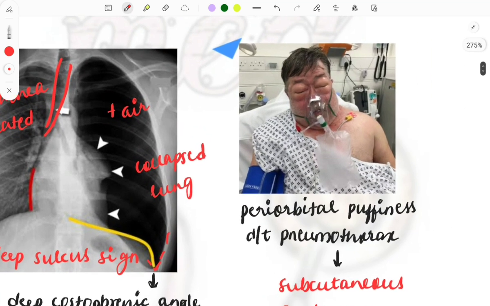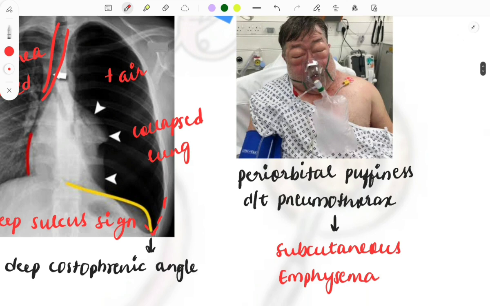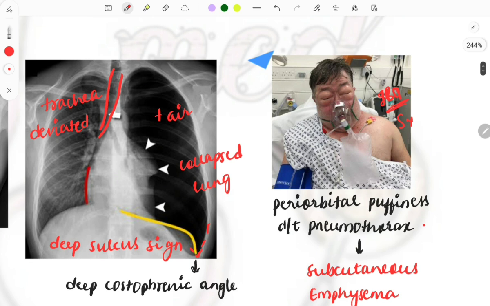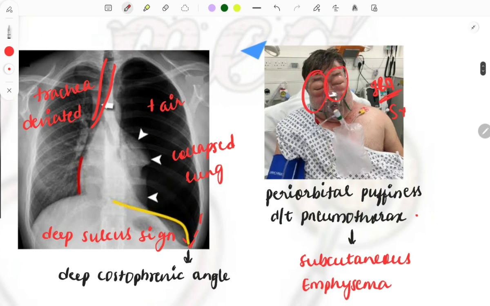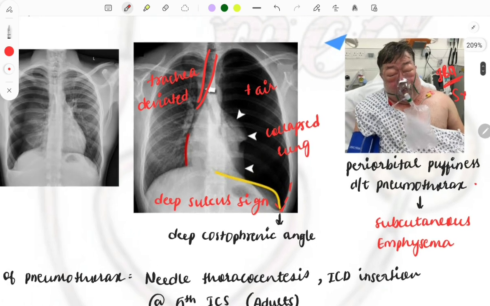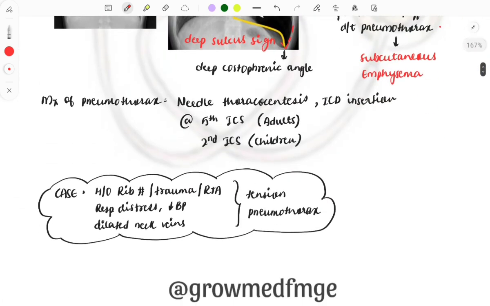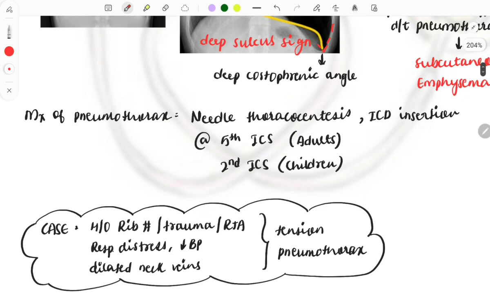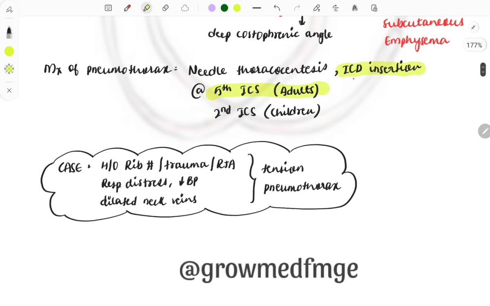Another important thing related to this is subcutaneous emphysema, which occurs due to pneumothorax, and it presents as periorbital puffiness. This is an image based question asked in surgery in the past year, so it is also important. They can give this whole image and ask what the cause is. It will be pneumothorax or subcutaneous emphysema. Then management of pneumothorax: needle thoracocentesis, ICD. I can assume that almost everyone knows about this management, because it is a must know and a repeat topic.